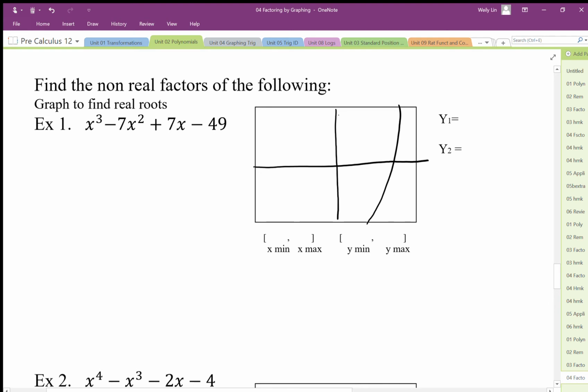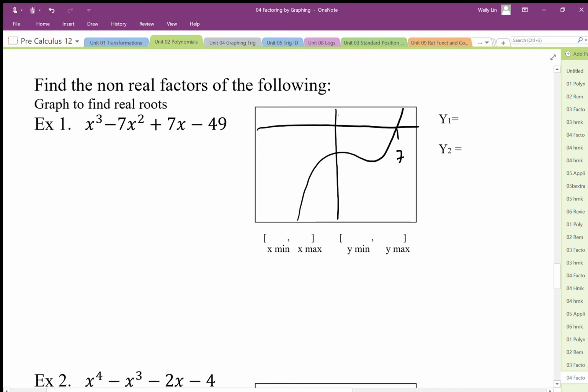Okay, now I see something. Okay, so I'm just going to show that it changed my window now. So I actually have a graph that looks like this. There's that root that I found earlier.